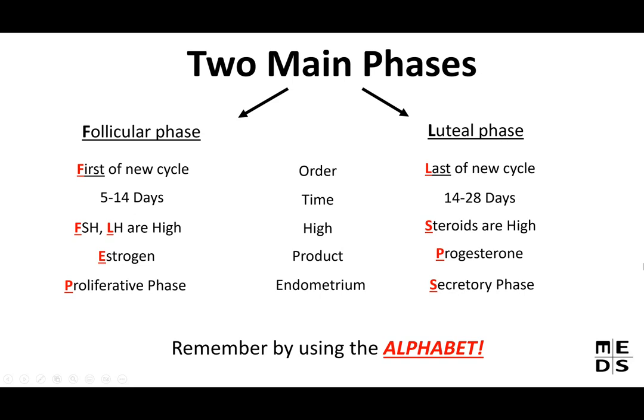So when in doubt, if you're taking an exam in reproduction or what have you, just remember: first, last; FSH, LH; steroids, estrogen, progesterone; proliferative, secretory. If you just read them in alphabetical order, you'll be able to figure out which one comes first. And you can draw the menstrual cycle in a graph, like the one I created, knowing that follicular is on the left and luteal is on the right. And then estrogen's on the left, progesterone's on the right, and so on and so forth.